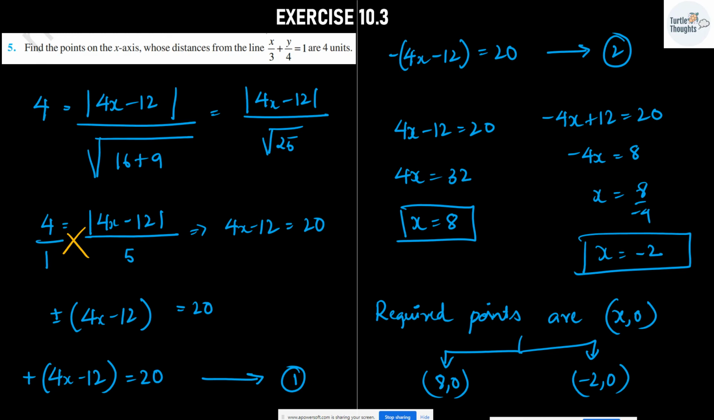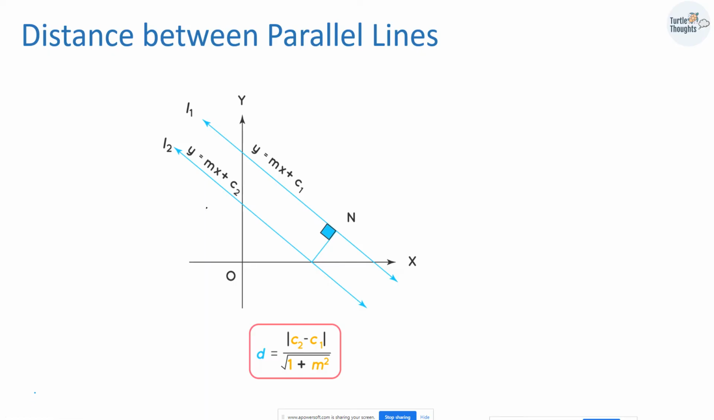Is it clear? Yes, sir. Yes. We will move to the next concept.